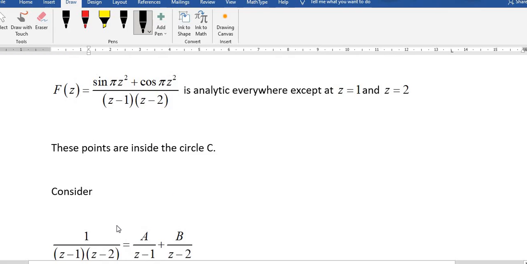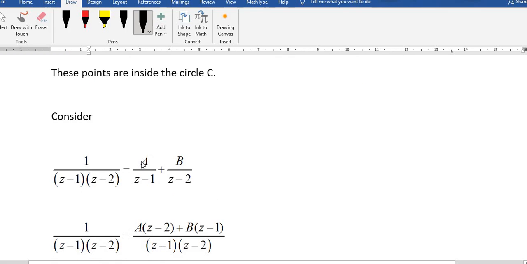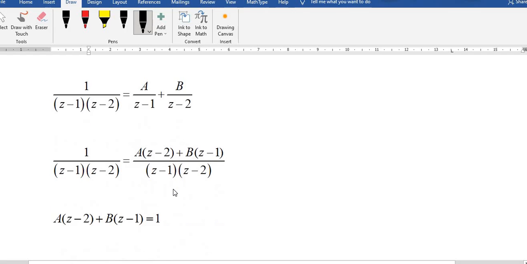Now I am going to use partial fractions. 1 by (z minus 1) into (z minus 2) can be written as A by z minus 1 plus B by z minus 2. Take LCM. Then we are going to get numerator as A into (z minus 2) plus B into (z minus 1). Observe these denominators. We can cancel these denominators. Then the remaining equation is A into (z minus 2) plus B into (z minus 1) equal to 1.